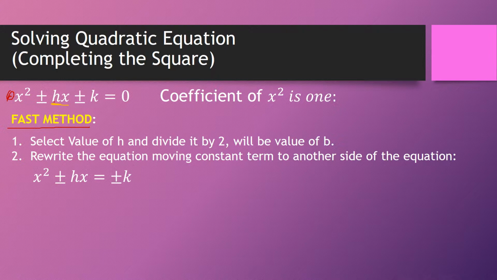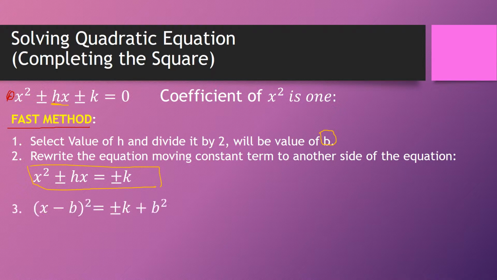When you select the value of h, you divide h by 2. And the value of h divided by 2 will be the value of b. Okay? And you rewrite the equation, moving the constant k to the other side of the equation. Now, if k is positive, when you move it, it is negative, and when k is negative, it becomes positive when you move it to the other side. Now, I have a new equation. I am going to work with this new equation.